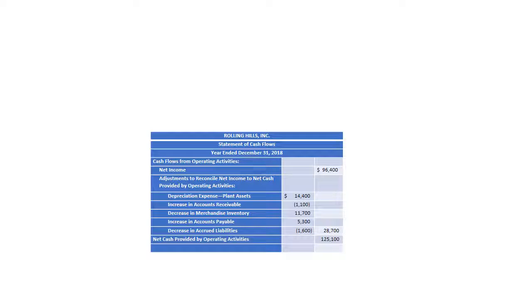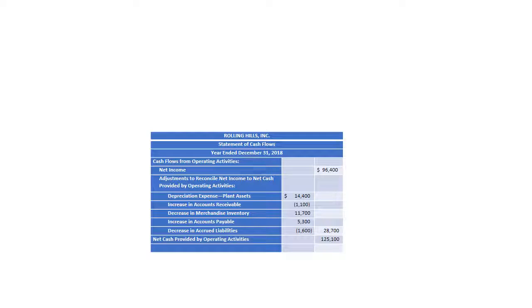Current assets, it's an opposite effect on cash flow. Current liabilities, it's the same effect. You're looking at the increase or decrease from the beginning of the year to the end of the year. So we net those changes due to non-cash items. And we would need to add $28,700 to net income to convert it from accrual basis to cash basis.